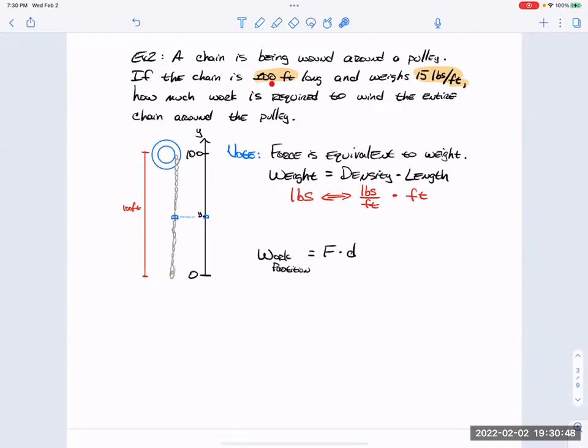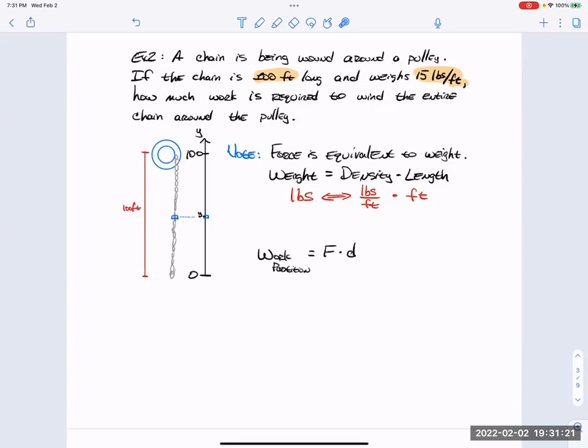Now, if the chain is 100 feet long and weighs 15 pounds per foot, how much work is required to wind the entire chain around the pulley? So I want you to think about this. If you had a handle on here and the chain was 100 feet long, you'd have to put a lot of force to get that thing to rotate initially, right? But once half the chain is around the pulley, then you're going to apply less force.